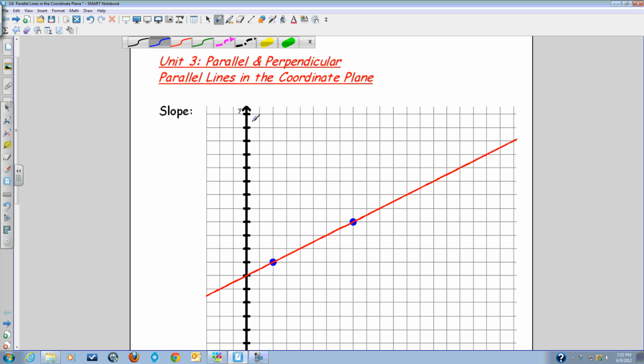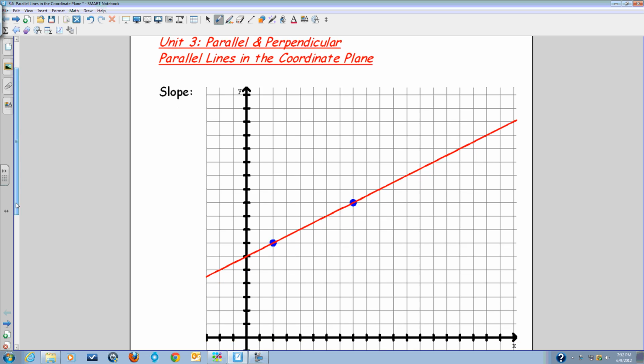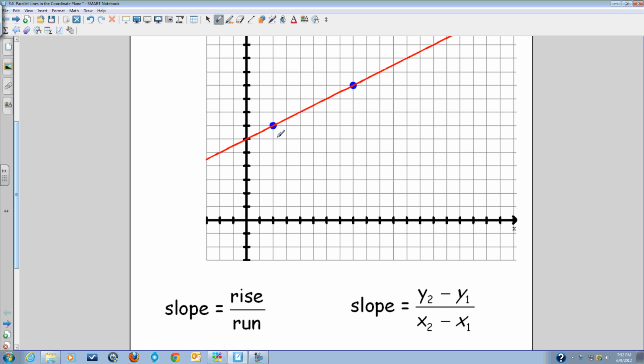Today's topic is parallel lines in the coordinate plane, and we're going to start by looking at slope. Here we're given a line, and here are 2 points on the line highlighted in blue. The way we figure slope is by looking at a line's rise over its run. We can also use the formula if we're given 2 points on the line, y2 minus y1 over x2 minus x1. They'll both yield the same results.